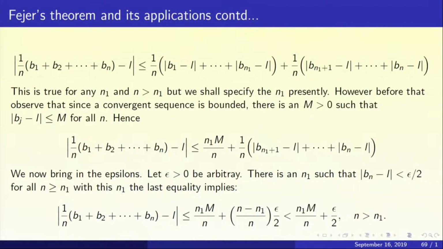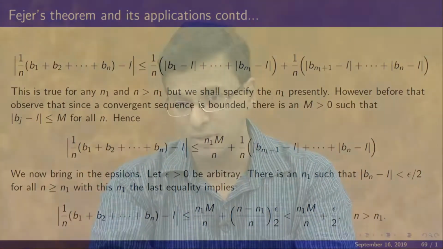So, now let us see where we are. (1/n)|b1 + b2 + etc. + bn - L| is less than or equal to n1 M upon n plus (n - n1)/n times epsilon/2. Now, (n - n1)/n is a proper fraction, so that is less than 1. So, we get n1 M upon n plus epsilon/2 if n is bigger than n1. So far it is very clear.